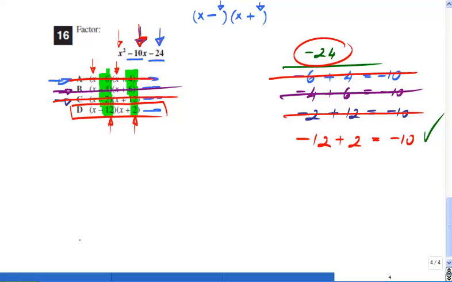What do you guys think? Well, I will say yes. Yes, it is. And because of that, and because of everything else we said here, this is the answer. I have x minus 12 times x plus 2. That's the answer to this problem. That's how you solve it.